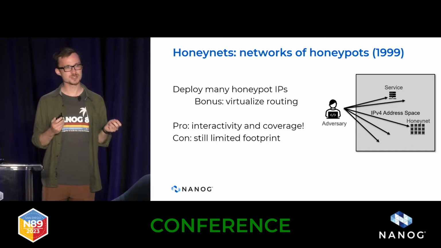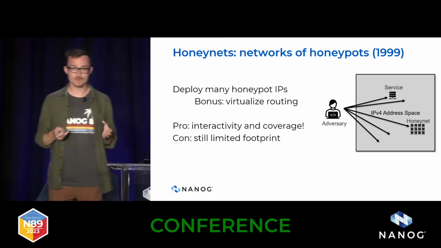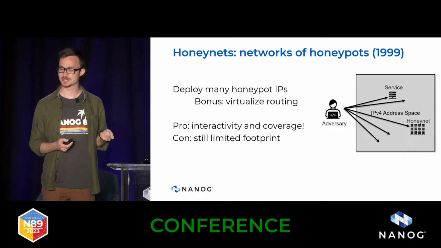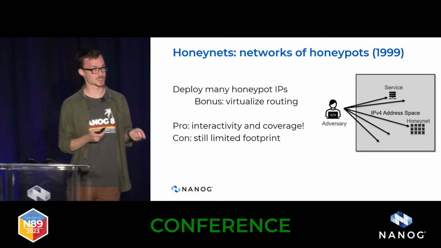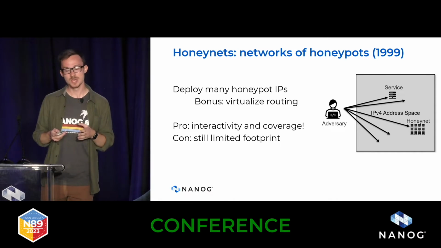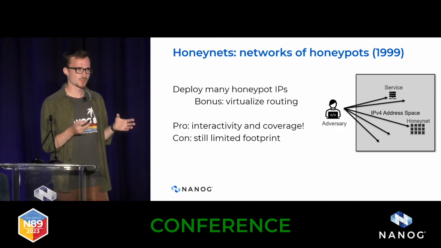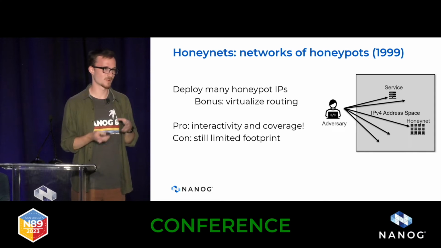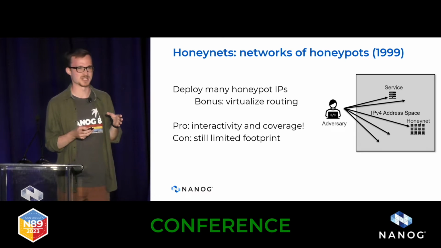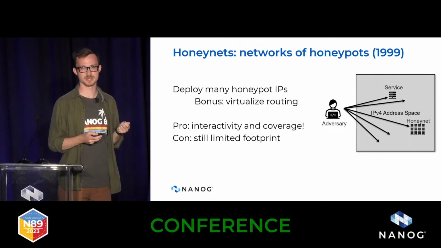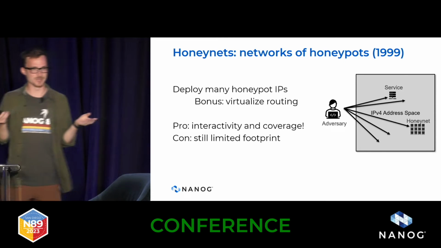A natural extension of this is a honeynet, a large-scale network of honeypots. The idea here, of course, is that we simply use multiple honeypot IP addresses. And as a bonus, we can use virtual routing, software-defined networks, and so on to make this a more scalable process. And so now we have interactivity and we have coverage of multiple IP addresses. But if we're deployed to just a small footprint, say a /24, even up to like a /22 and so on, our footprint is still sort of homogeneous. We're getting many copies of the same thing potentially. And what the actual victim is seeing elsewhere in the address space might be different.